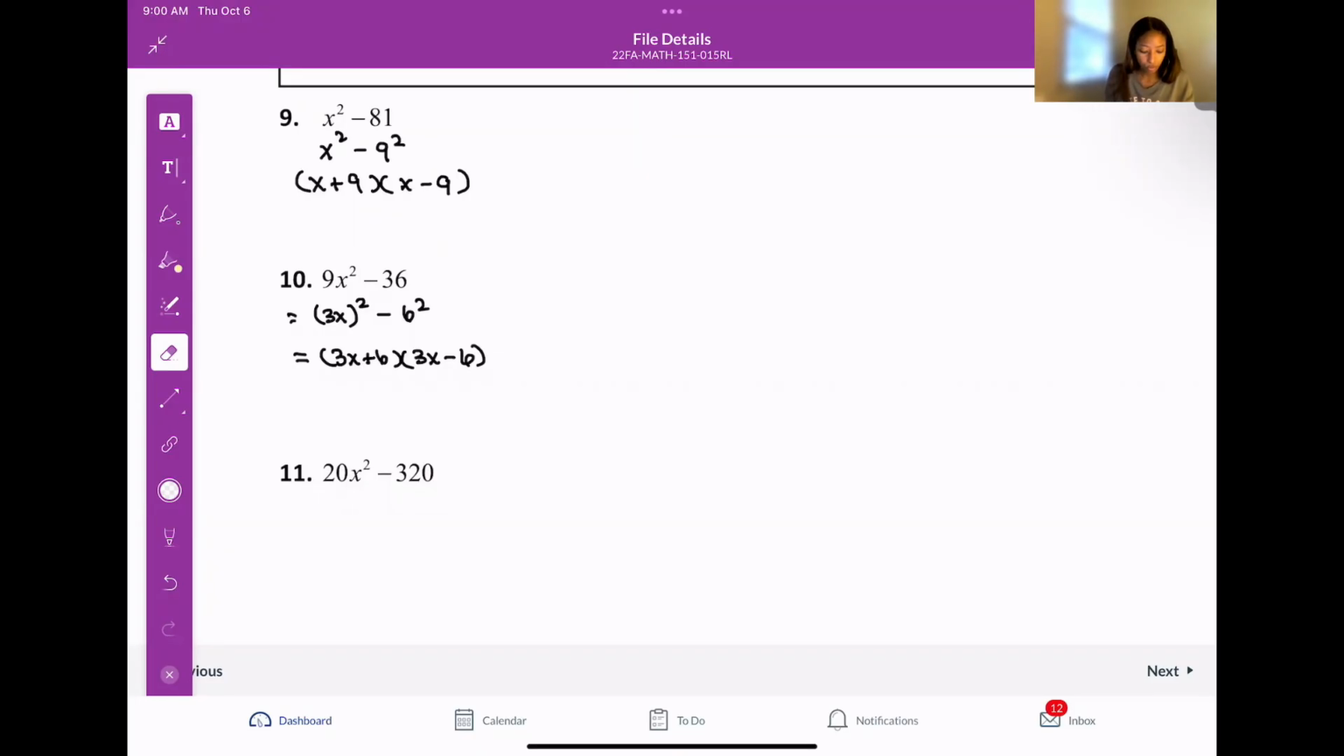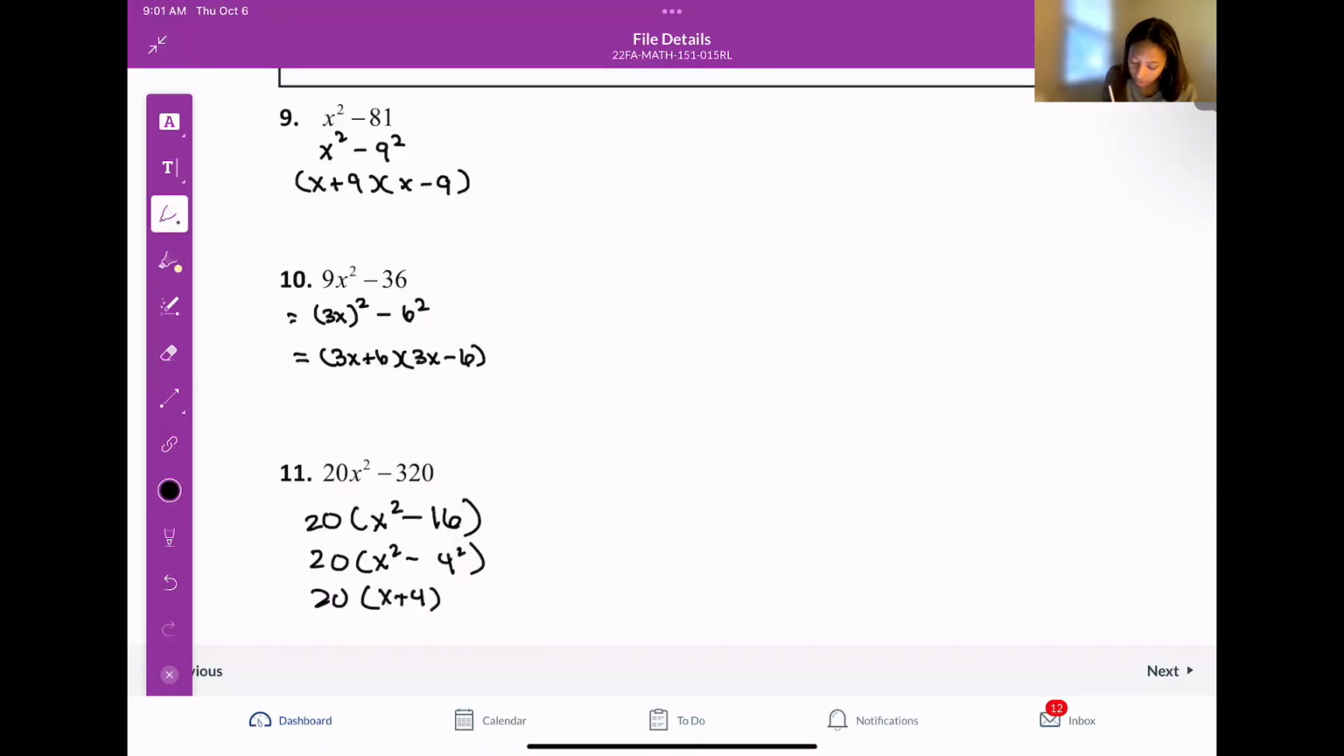So if we factor out a 20, we would have 20 times x squared minus 320 divided by 20 is 16. And then, now in parentheses there, we do have a difference of squares. This is 20 times x squared minus 4 squared. And the x squared minus 4 squared factors to x plus 4 times x minus 4.